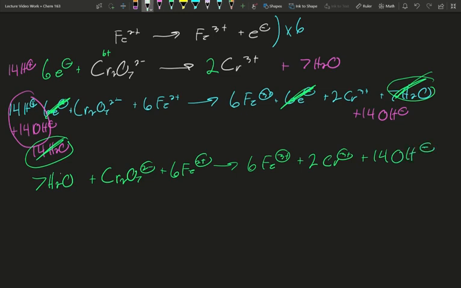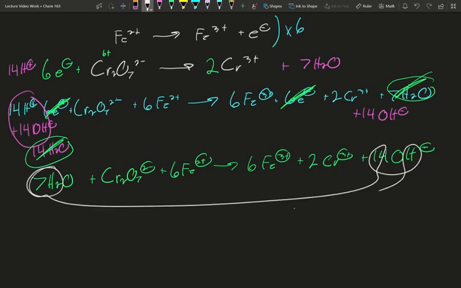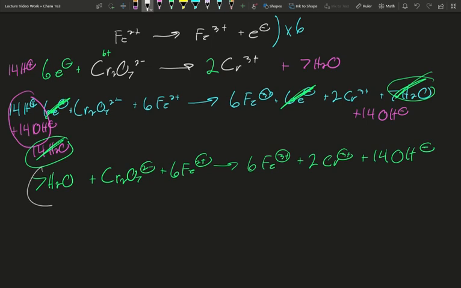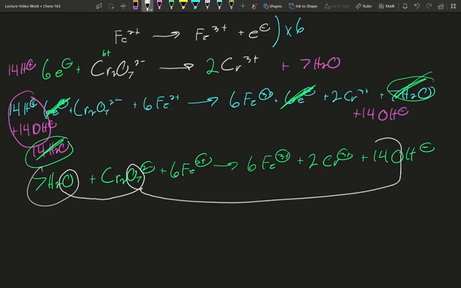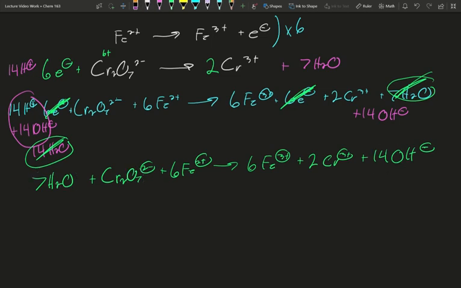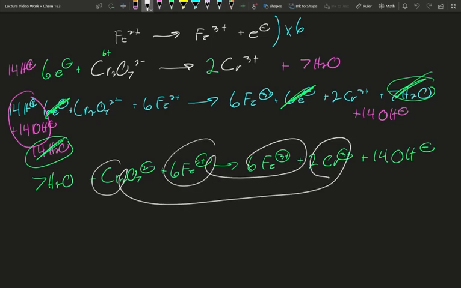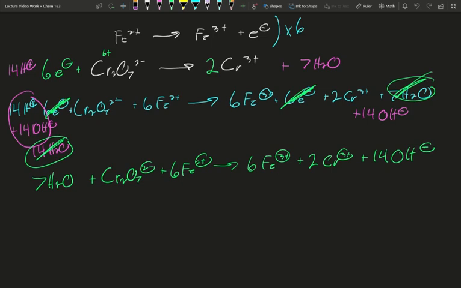Double check all our atoms. I have 14 hydrogens. I have 14 hydrogens. I have 7 oxygens from the water and 7 oxygens from the dichromate for 14. I have 14 oxygens from the hydroxides. 2 chromium, 6 iron, 6 iron. Indeed, we have balanced this out for the reaction of iron 2+ with dichromate, becoming iron 3+ and Cr3+ in a basic environment.